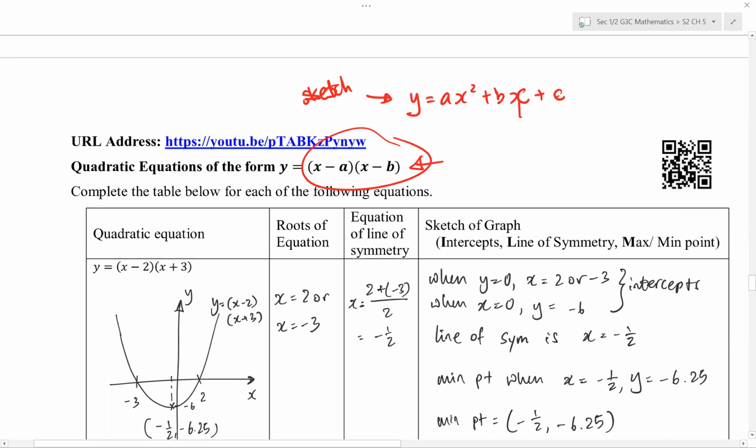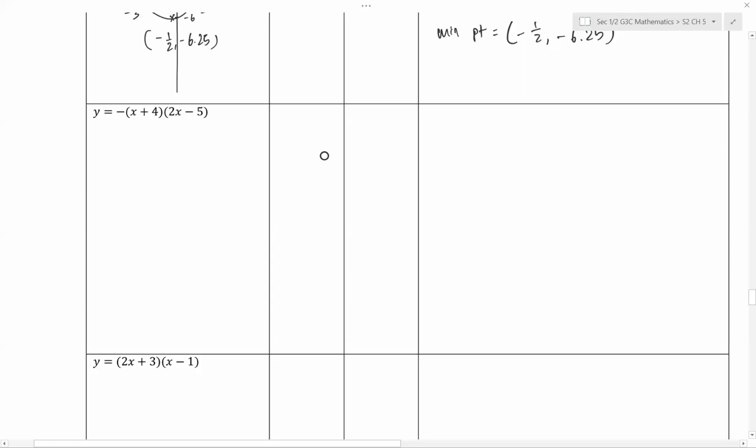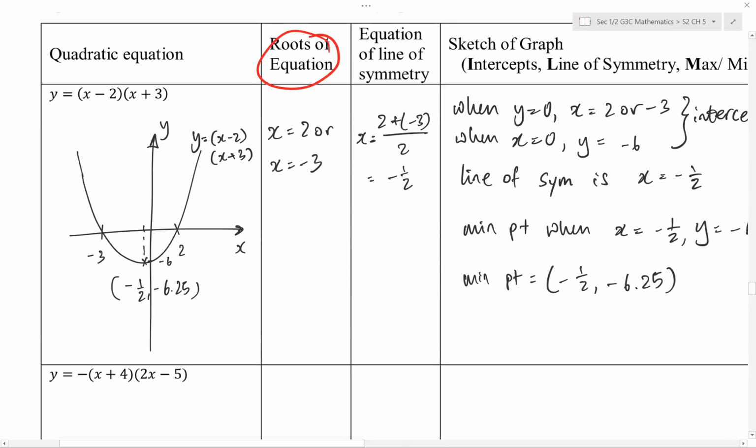Let me demonstrate why. Let's talk about the second case. y equals negative (x plus 4) multiplied by (2x minus 5). Ready? So you see, roots of equation. Roots of what equation? I want you to include one line over here. The equation is y equals 0. Include that line, y equals 0. If you don't have that line, it doesn't make sense. Why? Look, this is the equation, y equals blah, blah, blah. If I ask you for the solution to the first equation, your answer should be, there's no solution.